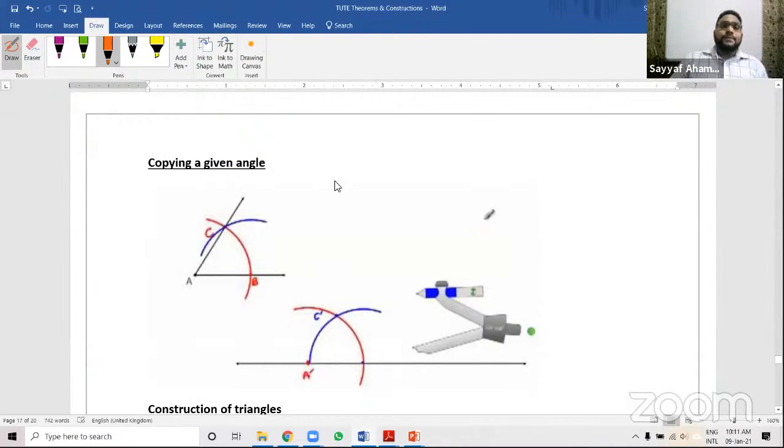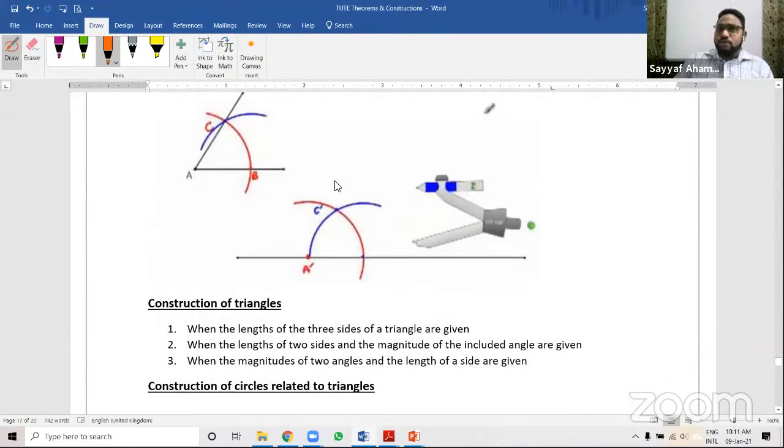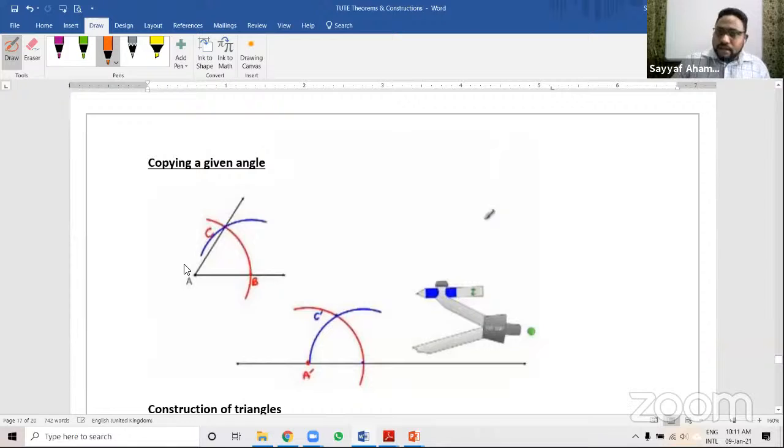So come to copying a given angle. This is very rare, but still this is there in your syllabus. Copying a given angle. Now say for example, you have an angle here, right? Or even let's look at this one. If you want to copy this, you need to measure the gap between this point, the C and the B, using your compass, right? And then you can draw a similar one here. That's what this particular diagram illustrates, right?